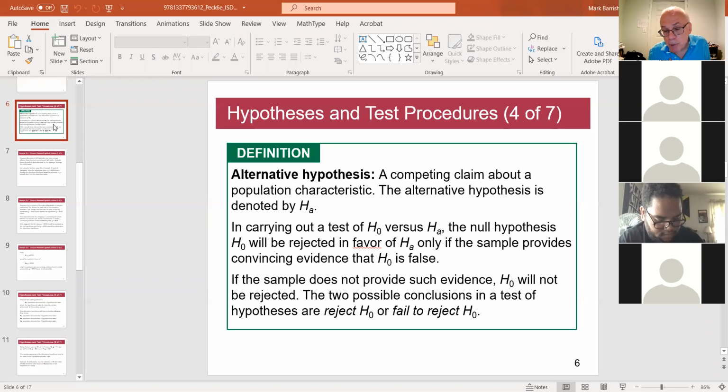Now, the difference between a hypothesis test and a jury trial is that in a jury trial, it might be ambiguous in terms of whether there's enough evidence or not. It might be ambiguous.